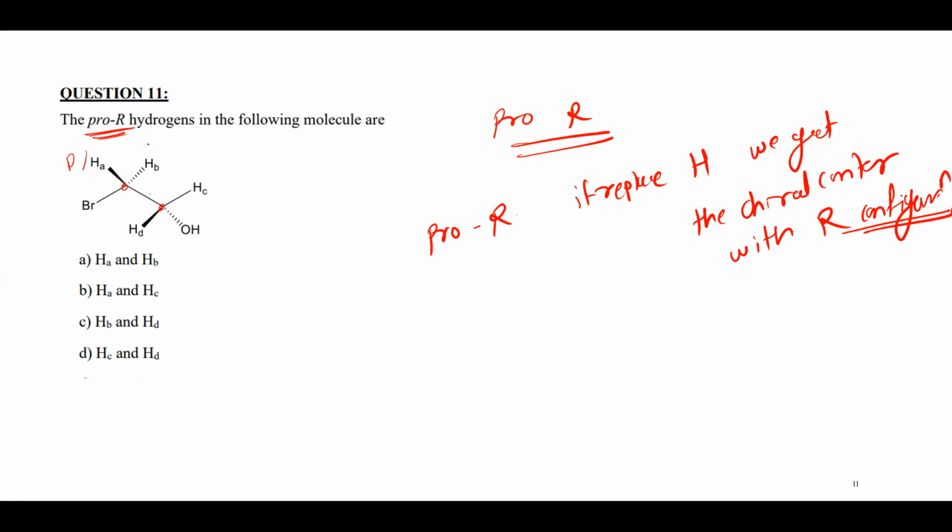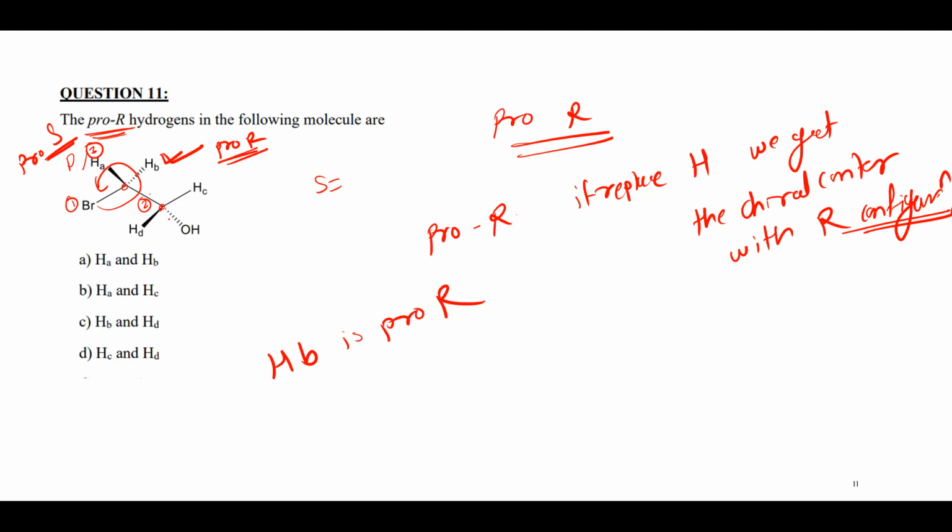Hydrogen is at the back. The 4th priority group will be at the back, right? I'll just give the numbering for your understanding. 1, 2, 3. It's anti-clockwise, right? So anti-clockwise means it's S configuration. So if you replace this hydrogen by deuterium, we'll get the center with the S configuration. We need the center with R configuration. So obviously HB is the pro-R, and HA by default is pro-S. So here HB is pro-R.